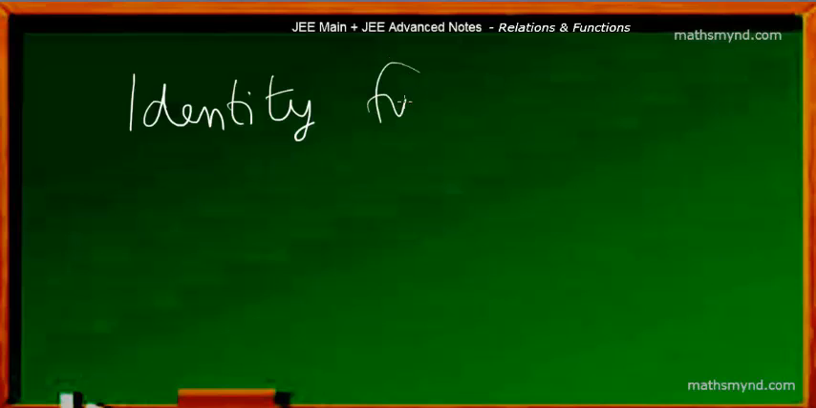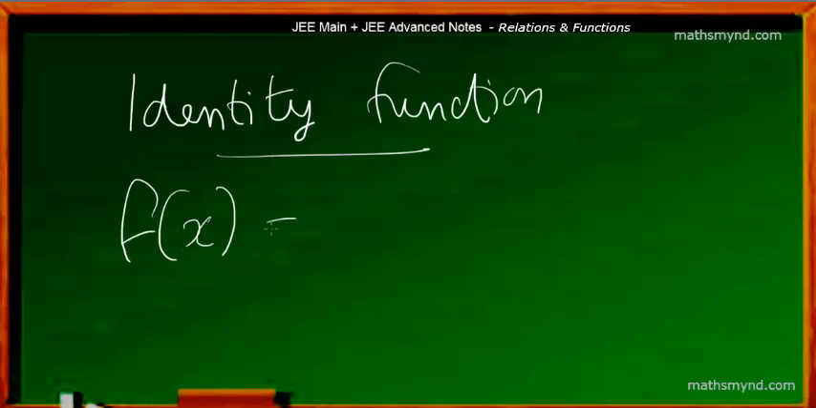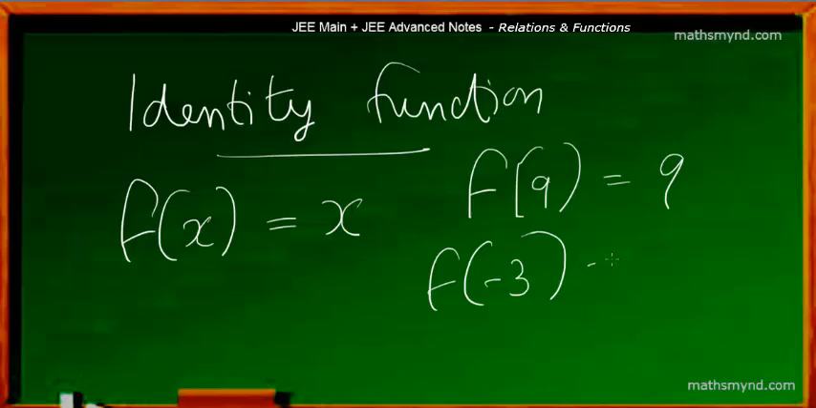identity function. Of course, it's quite simple. It's one of the simplest functions around, in the sense that it's f of x is equal to x, which simply means that we are getting back, or the output value is exactly the same as the input value. That is, so it simply means that f of 9 would be giving 9, f of minus 3 would be giving minus 3, f of 2.7 would be giving 2.7.